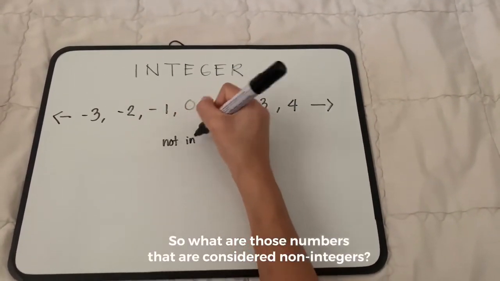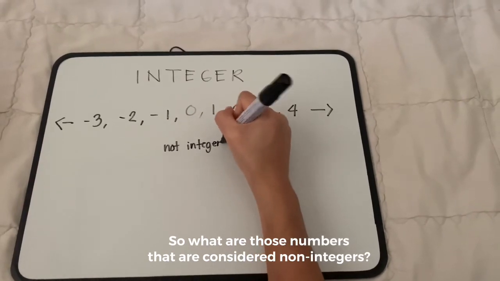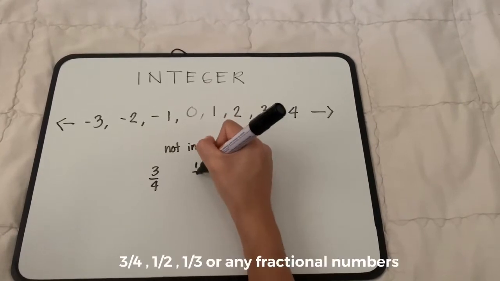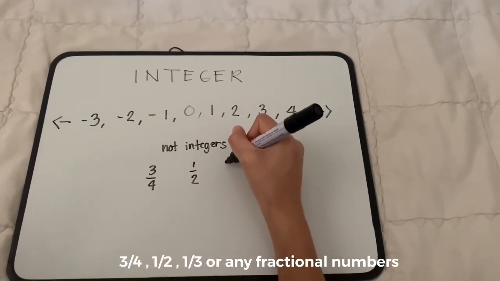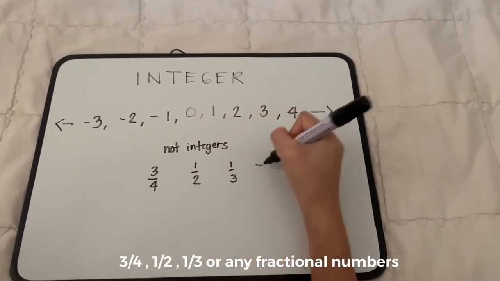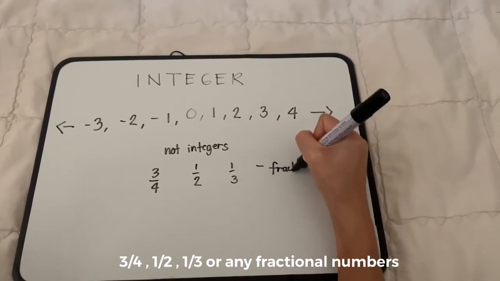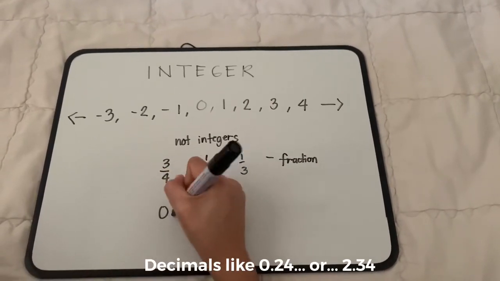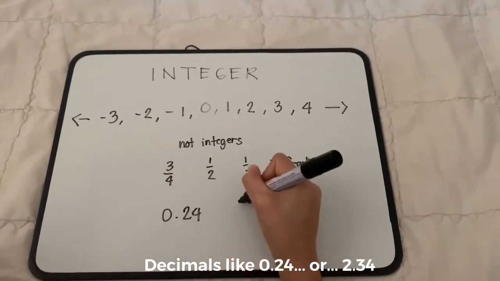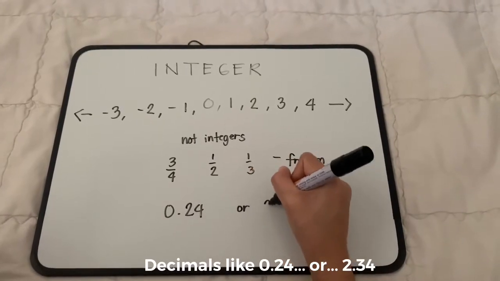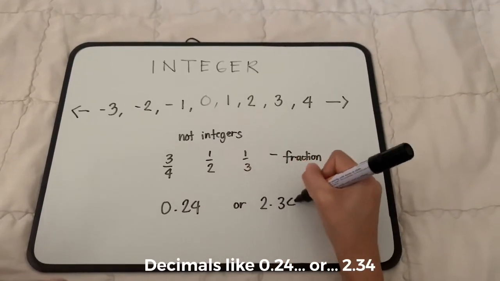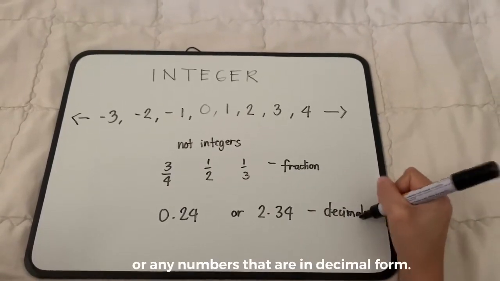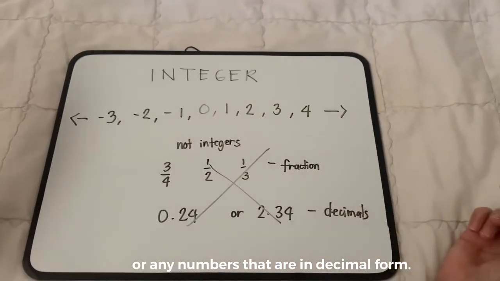So what are those numbers that are considered non-integers? Those are fractional numbers such as 3/4, 1/2, 1/3, or any fractional numbers are not considered integers. Decimals like 0.24 or 2.34 are examples of non-integers, or any numbers that are in decimal form.